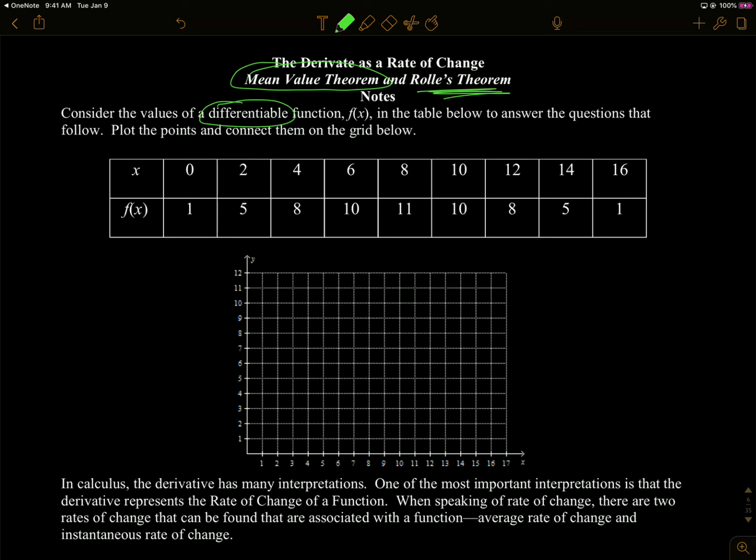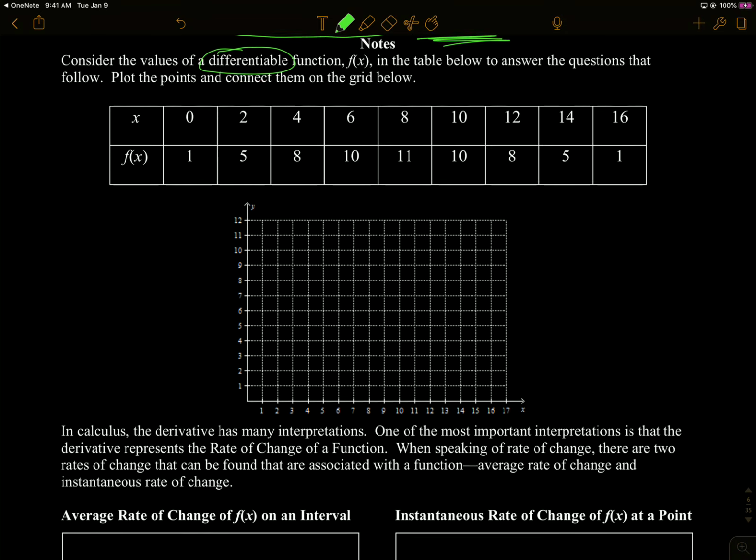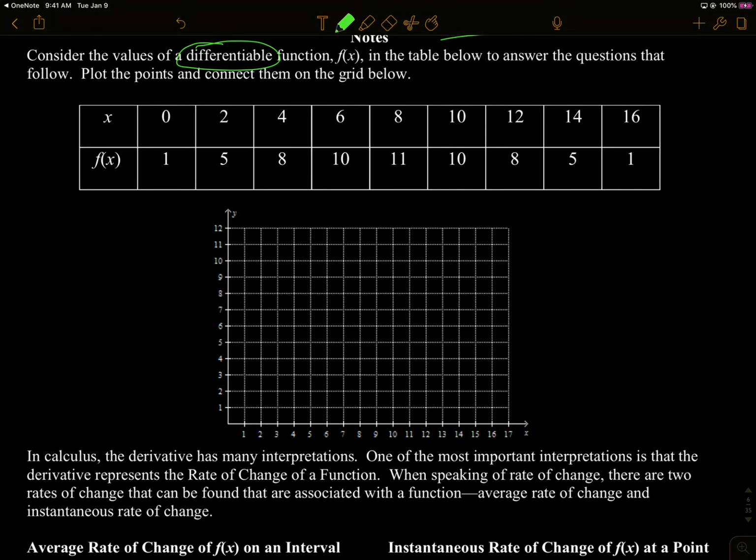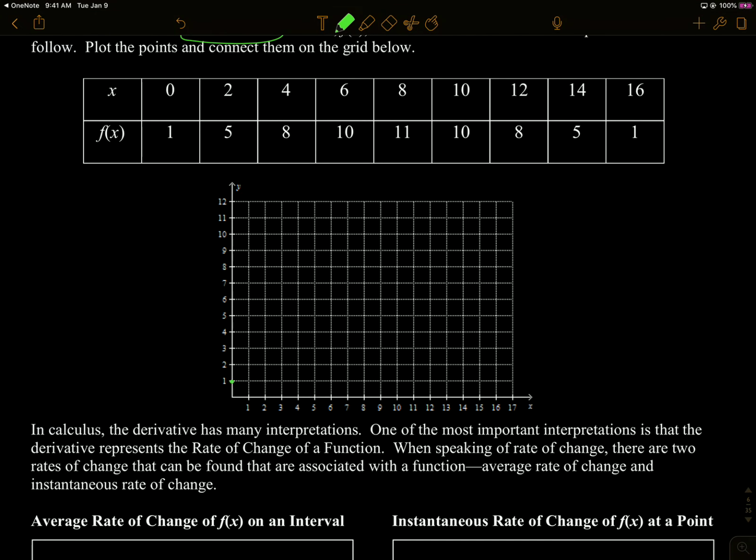So we're going to look at a graph. We always start off graphically, and then we'll look at how we do this without the graph. So let's graph the points on this curve. So 0, 1, 2, 5. I'm sorry, I have that backwards.